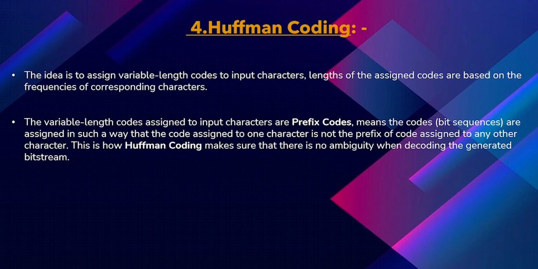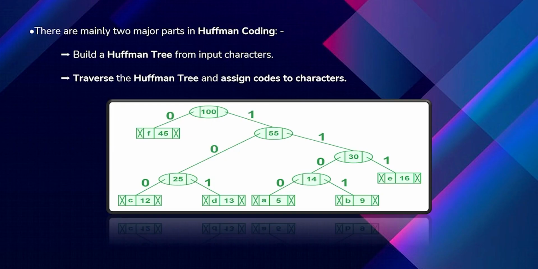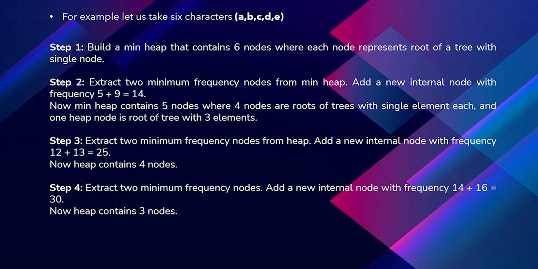This is how Huffman coding makes sure that there is no ambiguity when decoding the generated string. There are mainly two major parts in Huffman coding: build a Huffman tree from input characters, then traverse the Huffman tree and assign codes to characters.